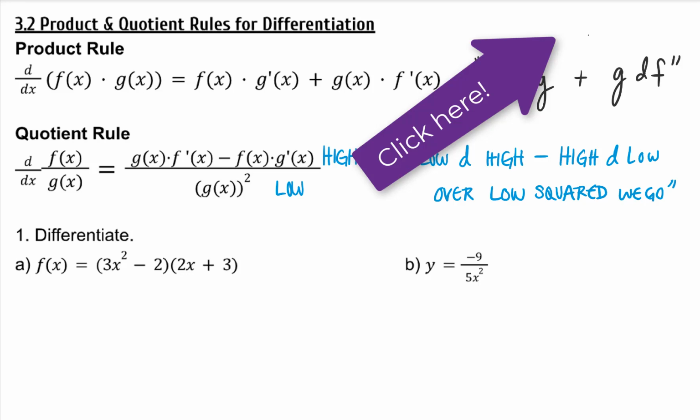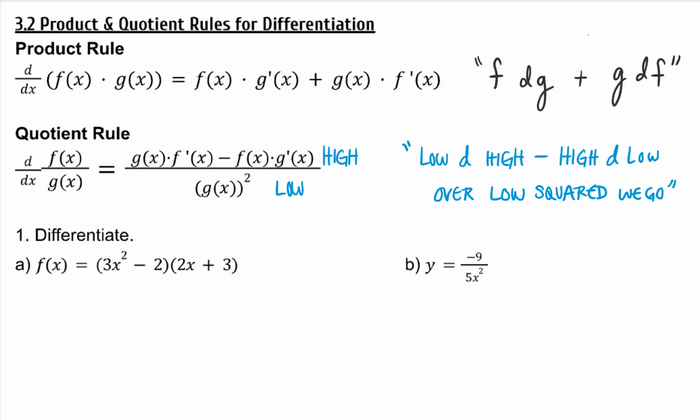If you haven't watched my videos that prove these formulas for product rule and quotient rule by using the limit definition of a derivative, I strongly encourage you to do that and see where we get these formulas. If you're taking the derivative of the product of two functions, f of x times g of x, then our product rule will be f of x times the derivative of g of x plus g of x times the derivative of f of x.